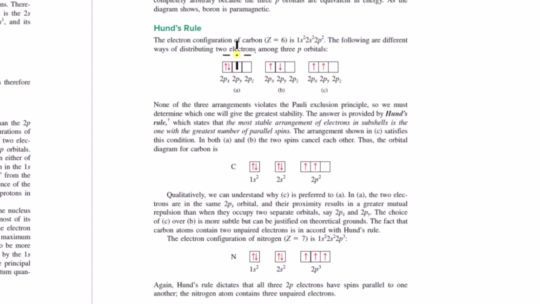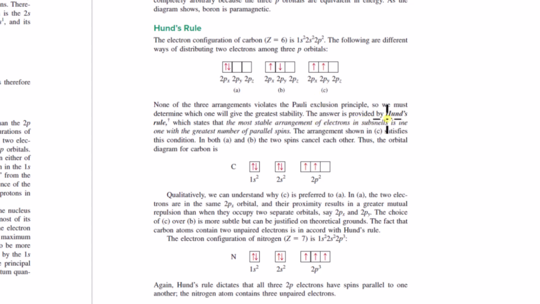The following are different ways of distributing 2 electrons among the 3 p orbitals. So here's why we need another rule, because there are these 3 possibilities. We don't violate the Pauli Exclusion Principle for any one of these possibilities. So what are we going to do? You can think about how they figure out what to do: they look for which one gives the greatest stability, which is the lowest energy.